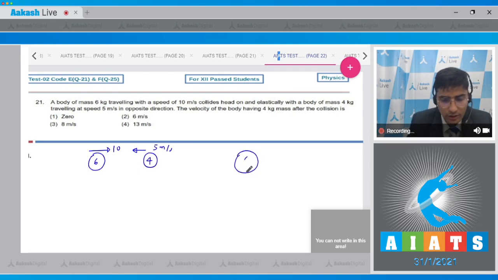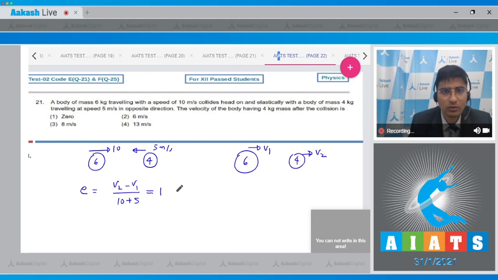Now later on, let this be the 6 kg body and let this be the 4 kg body. Let this move with V2 and this move with V1. Now coefficient of restitution will be velocity of separation divided by the velocity of approach, that is 10 plus 5. It is given as 1 because the collision is elastic. So from this we can write that V2 minus V1 is equal to 15.